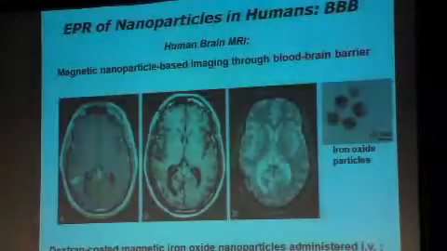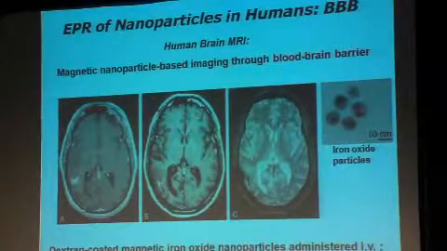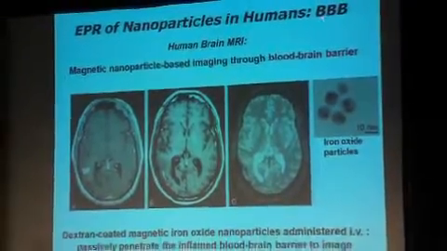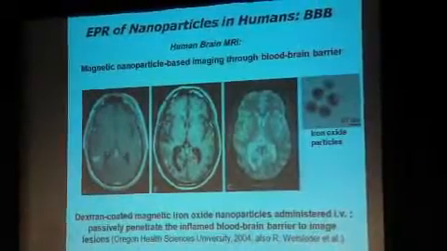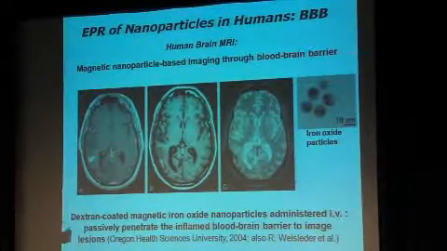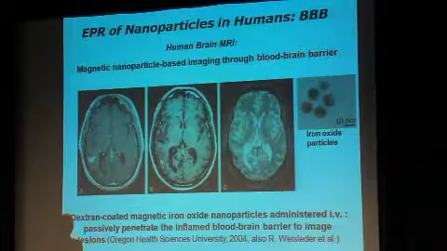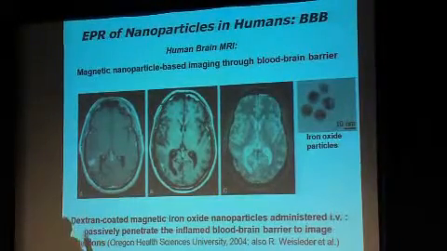Okay, enough on that. So here's one example I can show you for the EPR effect. This is penetrating the blood-brain barrier, the BBB. This is the holy grail for some of us of trying to get drugs into the brain. If we inject them in the arm intravenously, how do they get through the blood-brain barrier?